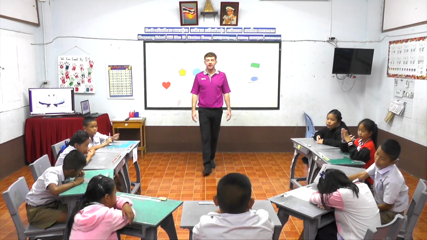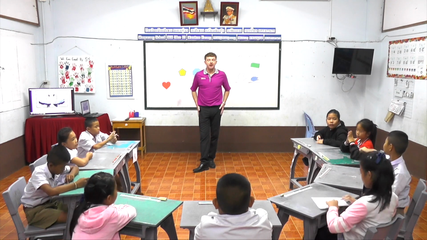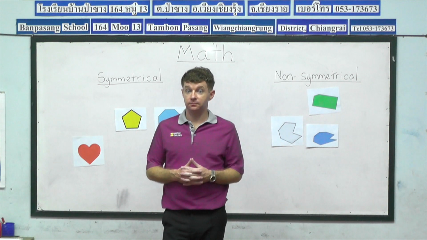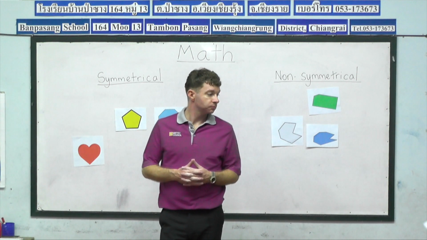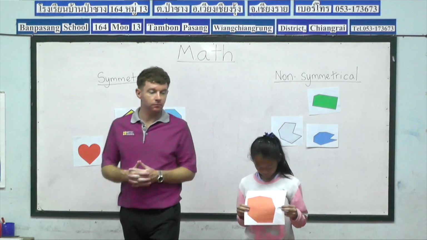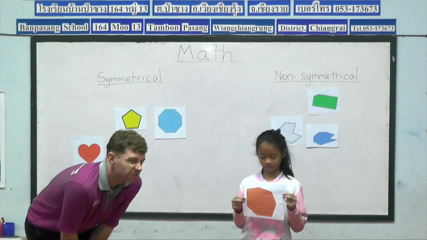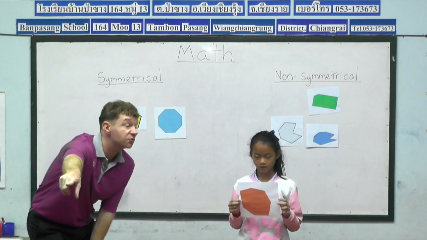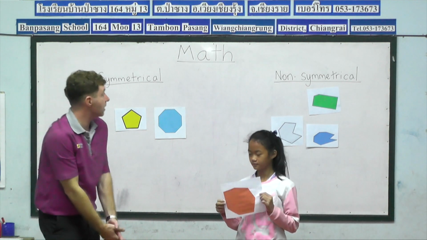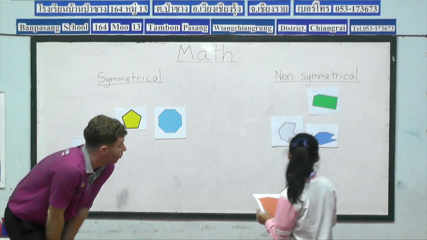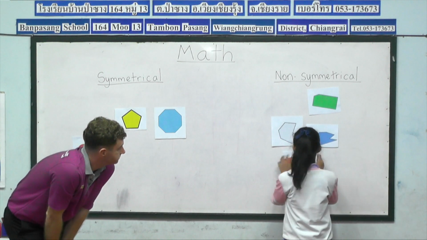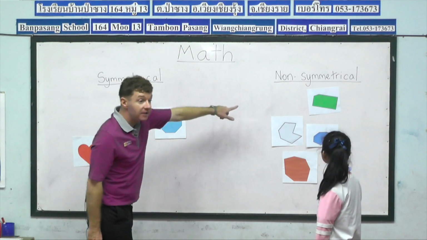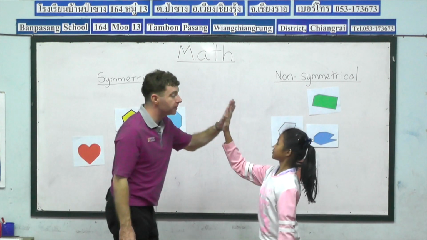Okay, guys, let's open our eyes. Now it's your turn to show us a shape. Let's have a look. What do we think this shape is? Symmetrical? No, I don't think so. So what do we say? Non-symmetrical. Excellent. Where will you place it on the board? Symmetrical or non-symmetrical? Excellent. And what will we say? Non-symmetrical. Very good. High five. Big round of applause.